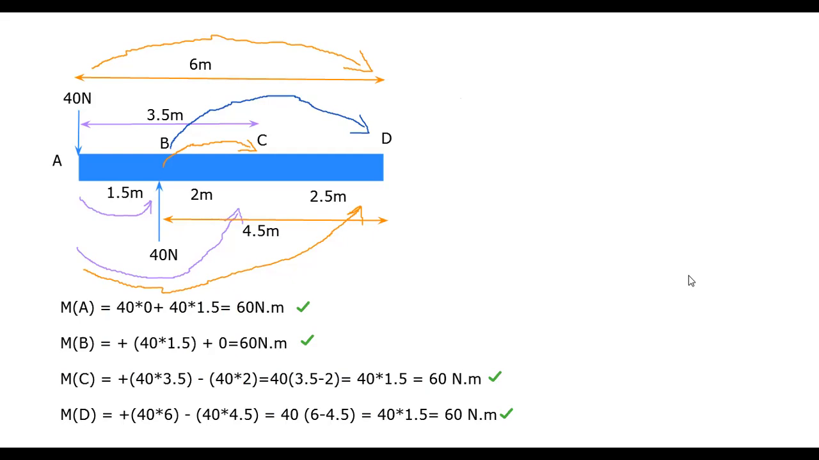That moment by the couple at any point remains constant. So at the points A, B, C, D, we have got the same value, that is 60 Newton meters. So at the final, it has been proved that the value of the moment never changes and it remains constant. So therefore 60 Newton meter value always remains constant.